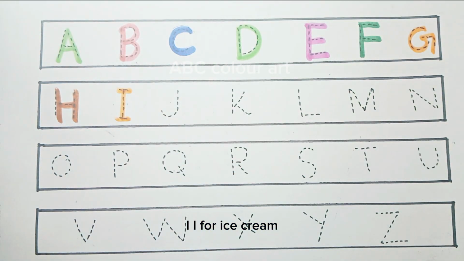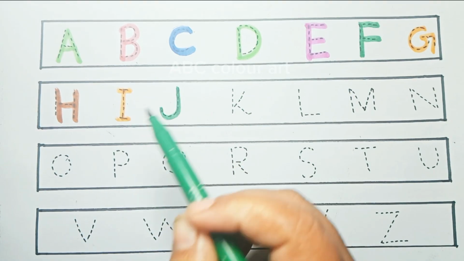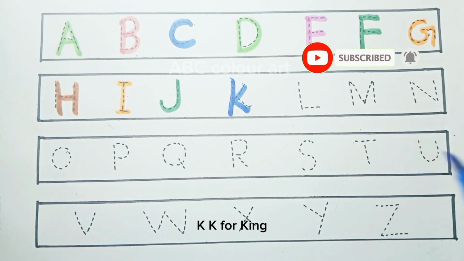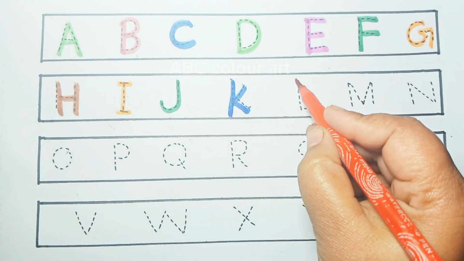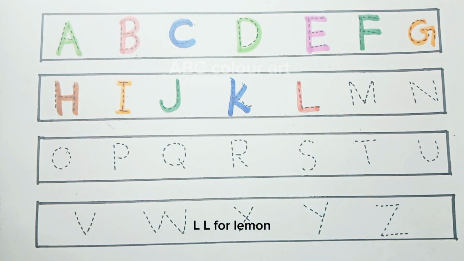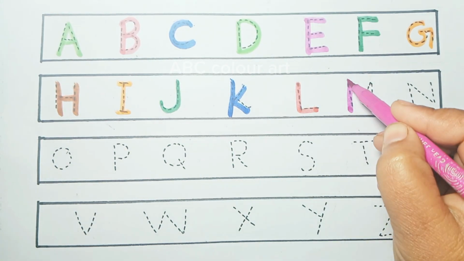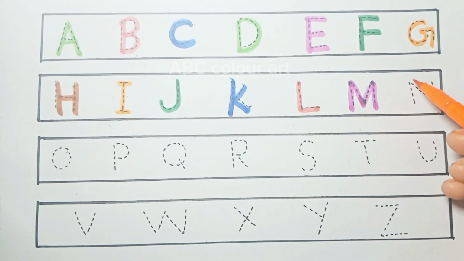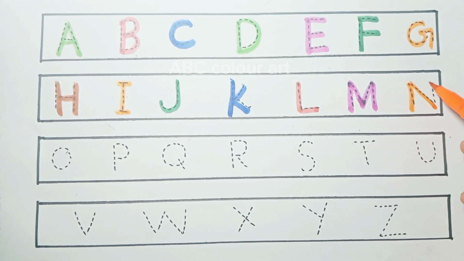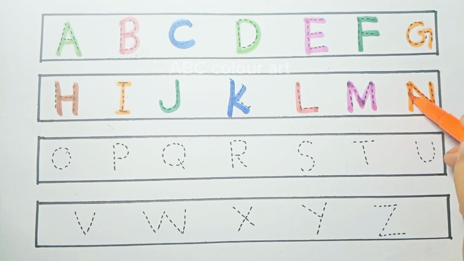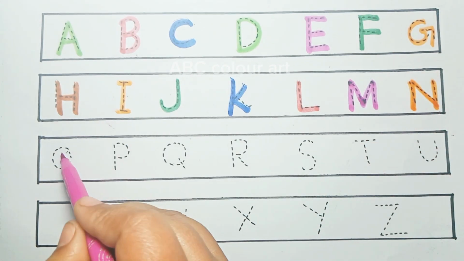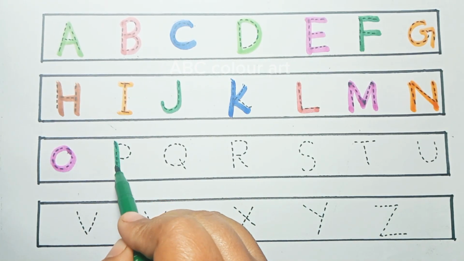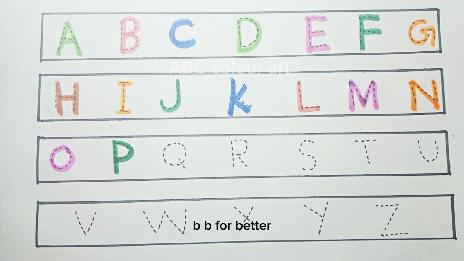I for ice cream, J for joker, K for king, L for lemon, M for monkey, N for nose, O for orange, P for parrot.